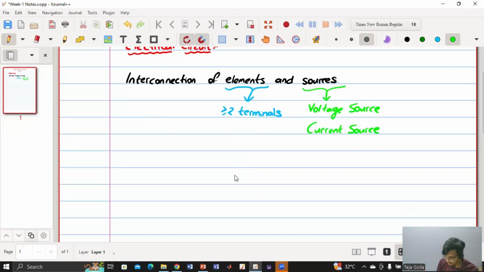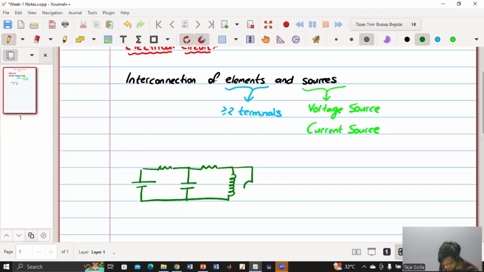I can consider one circuit something like this. Say here is one resistor, there is a capacitor, and here I have considered one resistor and then one inductor, and say here I have considered one voltage source, and maybe here another current source. Say this is some voltage V1, R1, R2, C, L, and say I1.